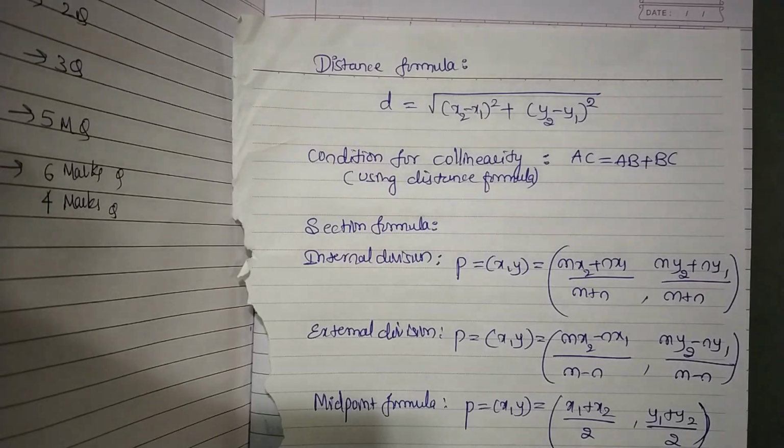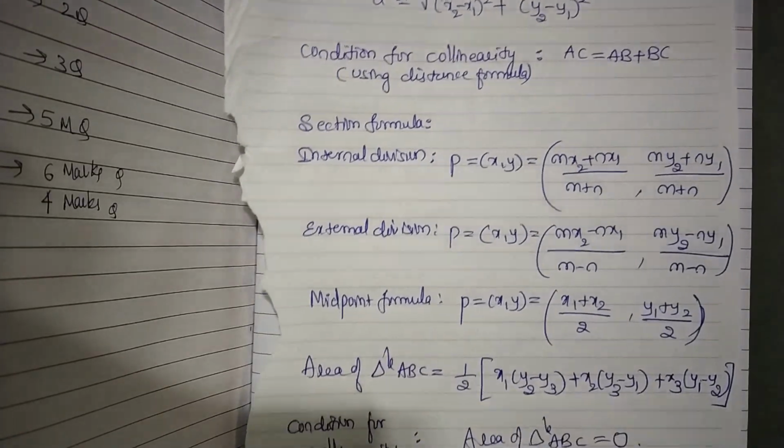If P is the midpoint of the line segment AB, nothing but it divides the line segment AB equally in the ratio 1 is to 1, then the midpoint formula is given by (x1 plus x2) by 2 and (y1 plus y2) by 2.